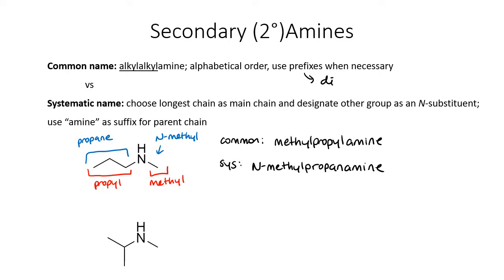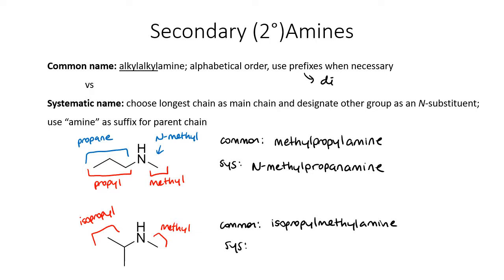For our second example, we have an isopropyl group. That's because the nitrogen is attached to the middle carbon. We also have a methyl group. So our common name will be isopropylmethylamine.